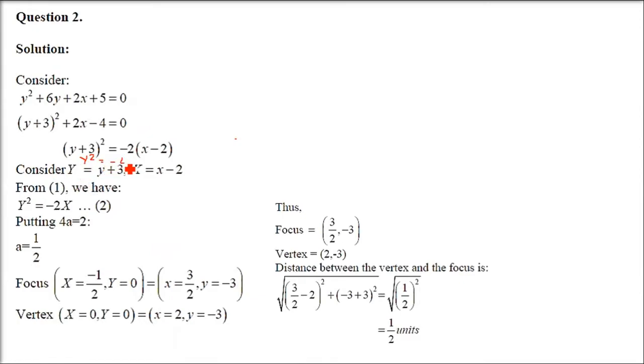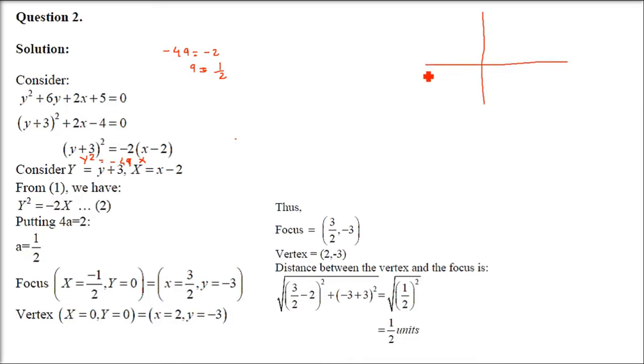You get y square equals minus 4ax. This can be equated with y square equals minus 4ax. What is minus 4a here? It's minus 2. A will be half, 1 by 2. Please remember it's positive here. We will revisit this again.